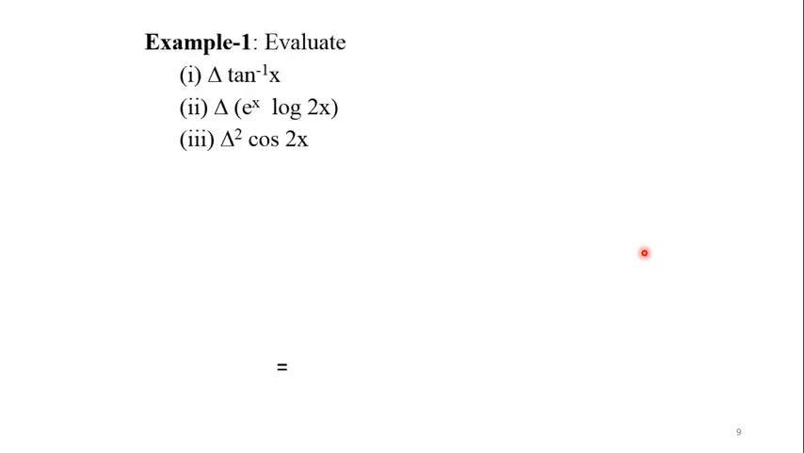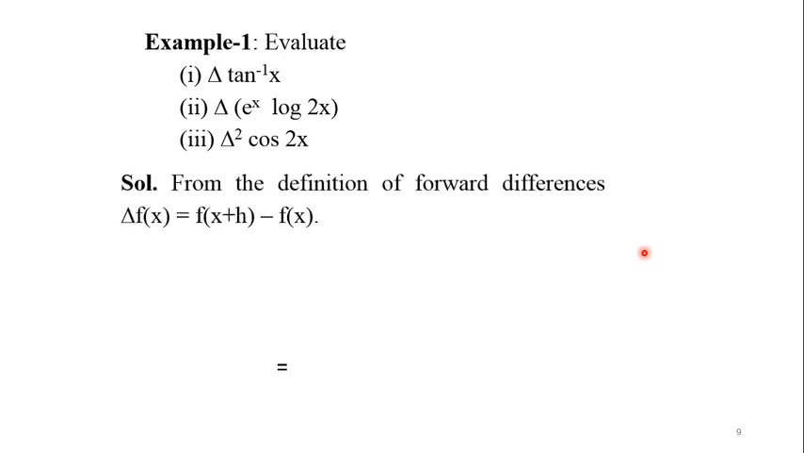Let us concentrate on some examples of these operators as finite difference operators. These examples use only the concept. Our problem is related to the forward difference operator because delta is available. We know the concept of the forward difference operator: delta of f(x) equals f(x plus h) minus f(x). Let us apply it to the first function, f(x) equals tan inverse x.